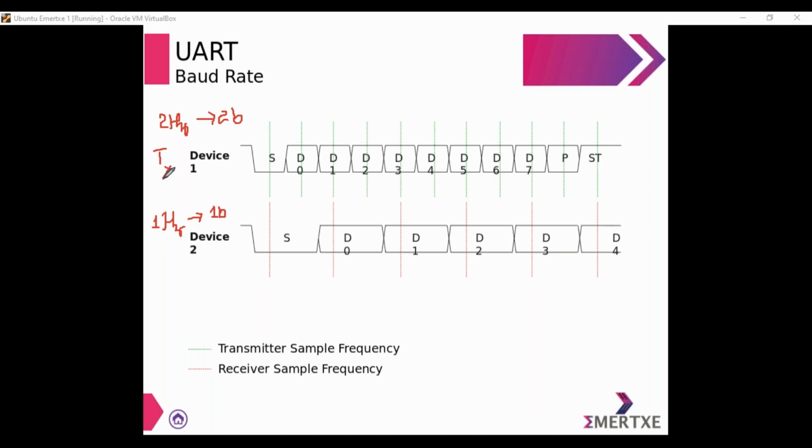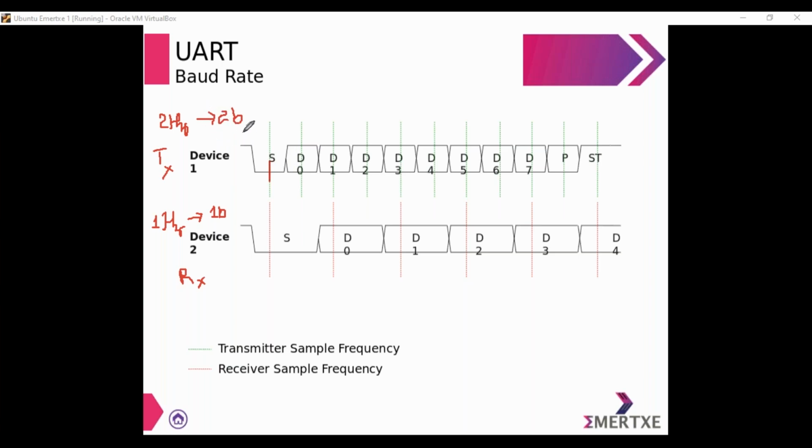And device 2 is the receiver. So device 2 has to just receive the data. So device 1 is transmitter and device 2 is receiver. Now if device 1 first starts transmitting, it has to first transmit a start bit. So how many seconds do you think device 1 will take to transmit a start bit?